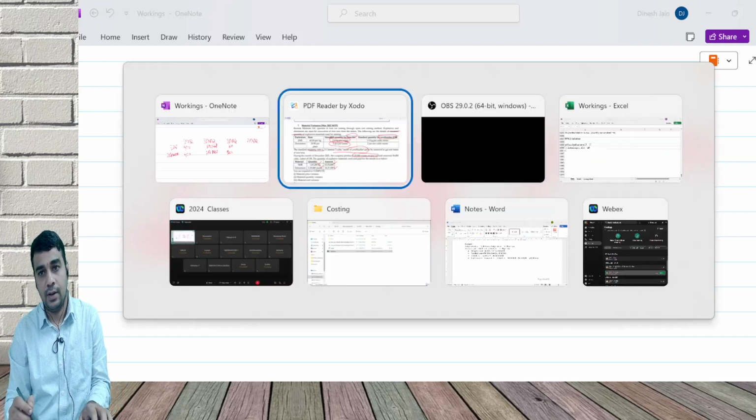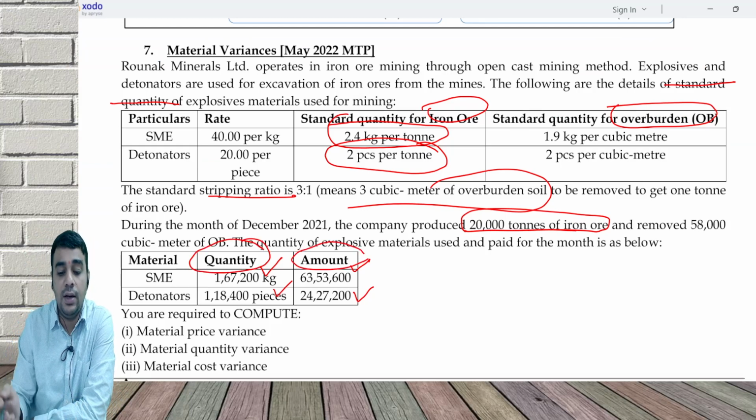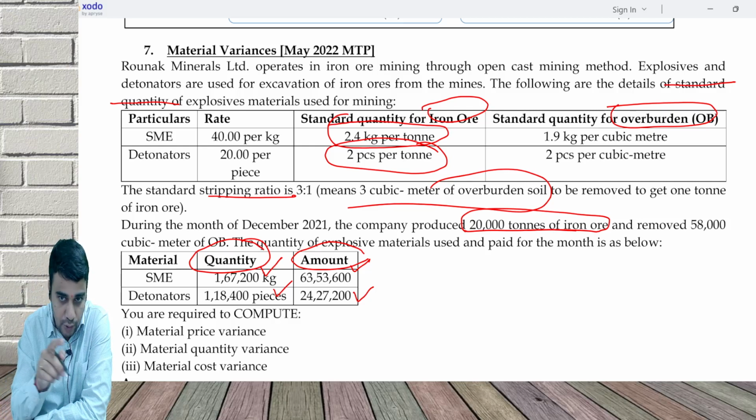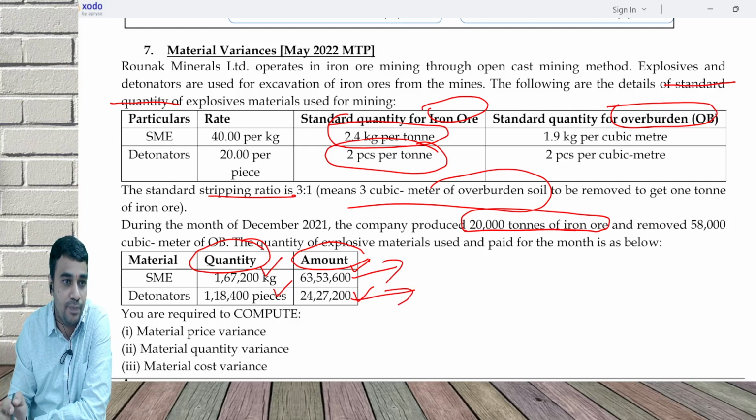Any doubts on this? Now listen. This is the quantity, this is the amount. The quantity of explosive material used and paid for the month is as follows. So the quantity and the amount is given. Amount by quantity will give you the price. Price into quantity will give you the last column. We did that problem where I said 2,52,000 divided by 2,80,000 again multiplied with 2,80,000. So I'm copy pasting these two numbers directly in the last column.